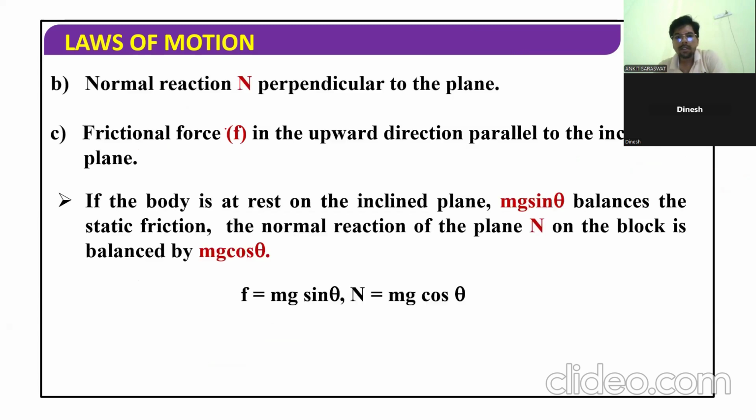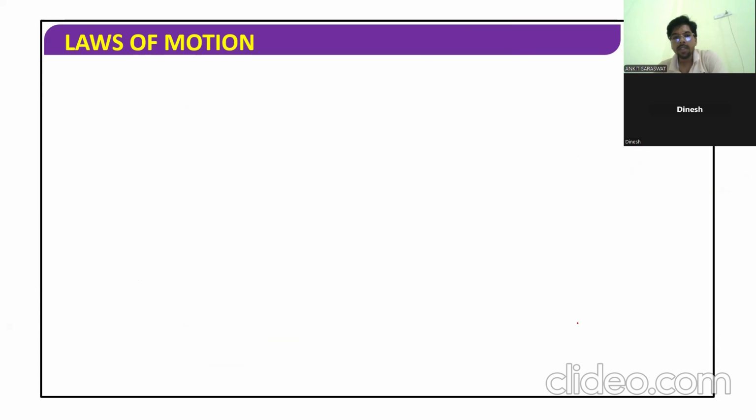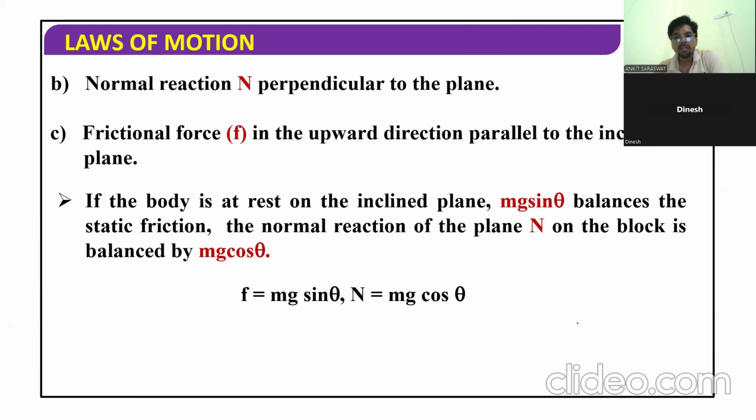If a body is at rest on the inclined plane, then mg sin theta balances the body. A body is at rest means which friction will be here? Static friction. Then mg sin theta will balance the static friction. That's what I'm saying. The normal reaction will be balanced by mg cos theta.